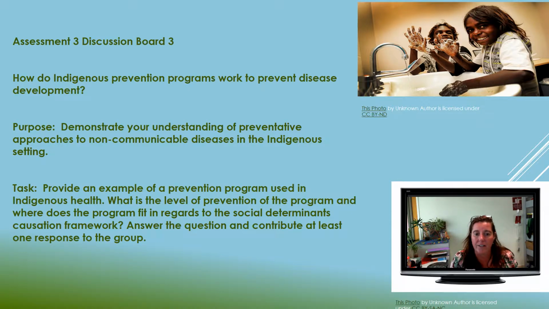So we want you to provide an example of a prevention program used in Indigenous health, state the level of prevention of the program, and explain where the program fits in regards to the social determinants and causation framework. Now, at the moment, this probably doesn't make much sense to you, but as you work through the unit learning materials, you're going to find out what we mean by level of prevention in reference to epidemiology and program studies. I think you'll find these questions fairly easy to work through as you work through the unit materials.